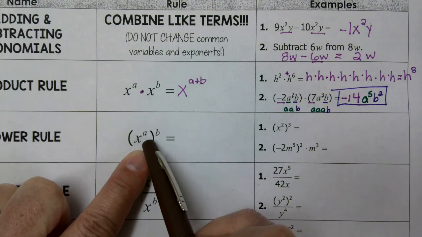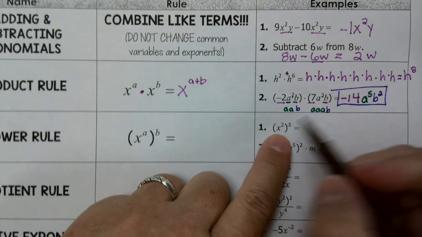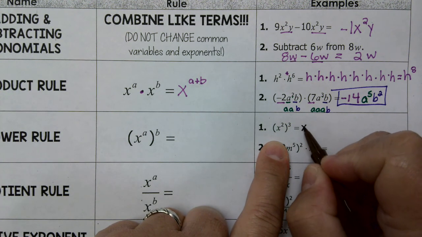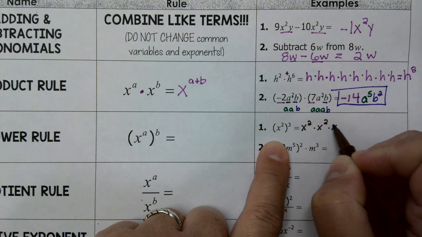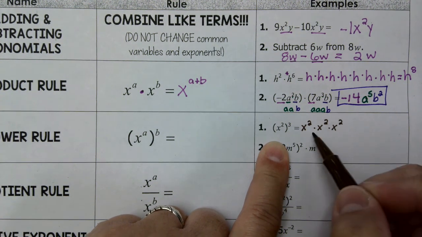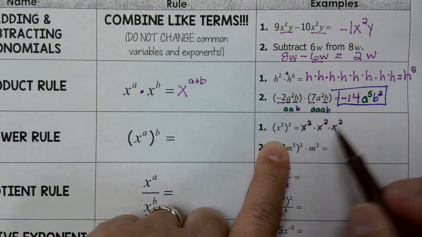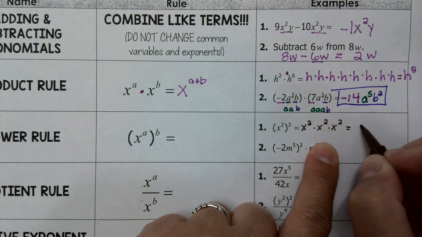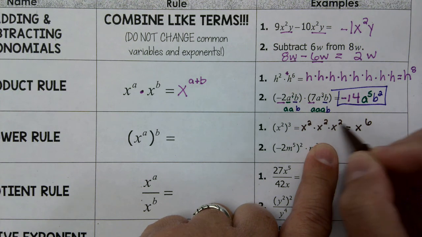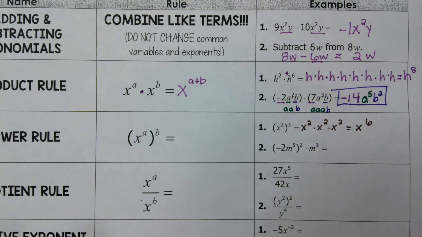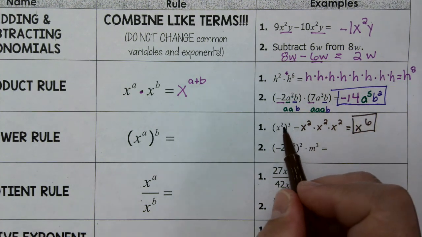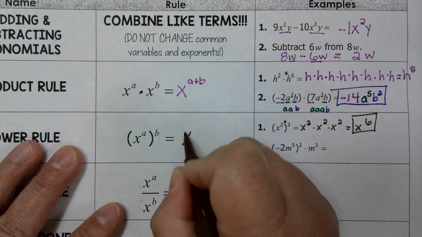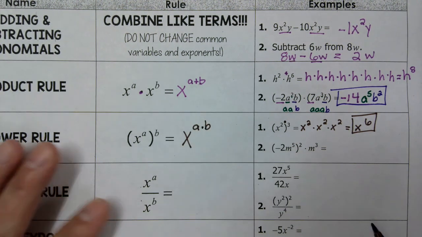This time I have a power to a power. So if I take a look at number 1, I have x squared to the 3rd power. So that's the same thing as writing x squared times x squared times x squared. Okay? And then if you can remember your product rule, or I can expand some more, 2 x's, 2 x's, 2 x's, that gives me x to the 6th. 2, 4, 6. 6 x's altogether is x to the 6th. So if you notice with your times tables, 2 times 3 is 6. So that's my shortcut, a times b.